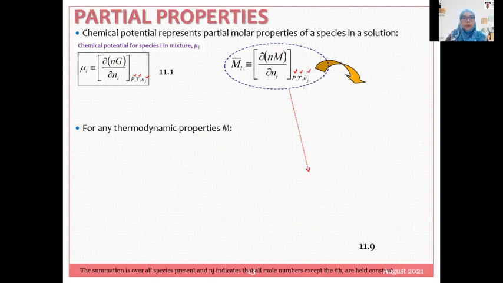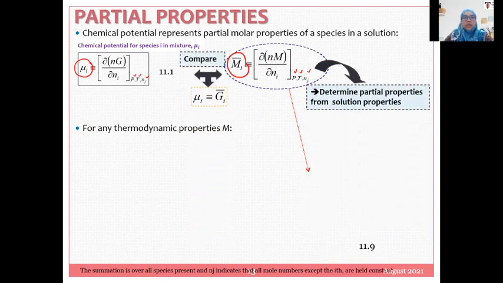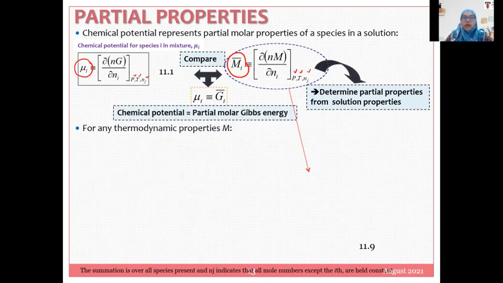So when we compare the chemical potential and the partial properties, we can conclude that they are equivalent. If the thermodynamic property is the Gibbs energy, the chemical potential is equal to the partial molar Gibbs energy.